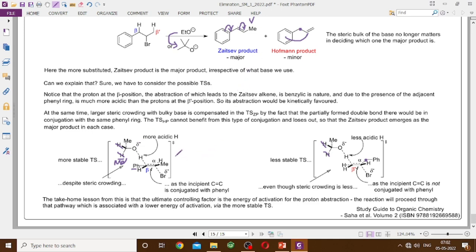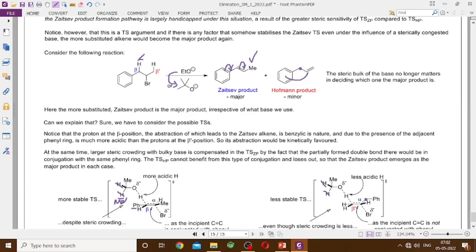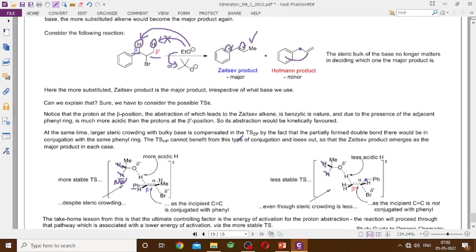The other way of saying this is that this hydrogen is a benzylic hydrogen, so it is more acidic. This hydrogen is not benzylic, therefore it is less acidic. So if I use a strong base like sodium ethoxide or tertiary butoxide, it will preferentially go for that hydrogen and not this one. The minor product will arise from abstraction of the beta prime hydrogen, and the major product will arise from abstraction of the beta hydrogen. So the transition state argument cuts both ways.